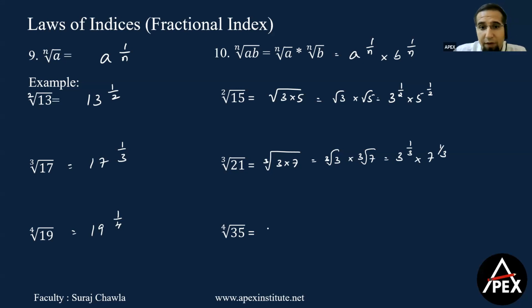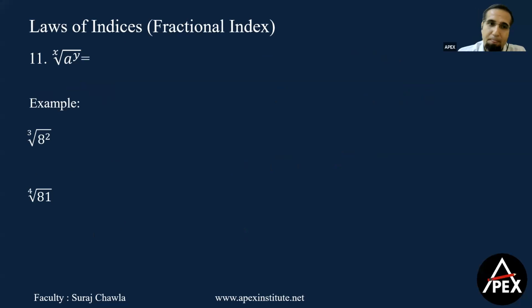Similarly, fourth root of 35 can be written as fourth root of 5 into 7, which will be fourth root of 5 into fourth root of 7, which will eventually give me 5 to the power 1 by 4 into 7 to the power 1 by 4. So this is how we deal with fractional index, right?